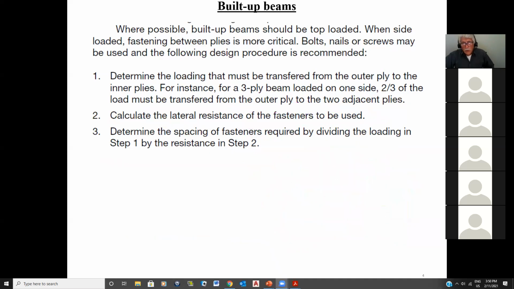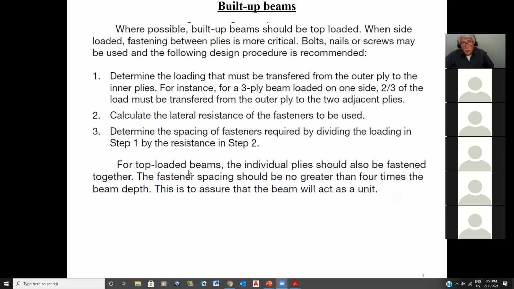Okay, so be careful when you're side loading the beam. If it's top loaded, for top loaded beams, very simple. The individual plies should be fastened together. The fastener spacing should be no greater than 4 times the beam depth. So in other words, what this says is, if you have a beam depth of 8 inches, don't put your nails further than 30 inches apart, which nobody does. Everybody puts them at about 12 to 16 inches apart. So that's how simple it is.